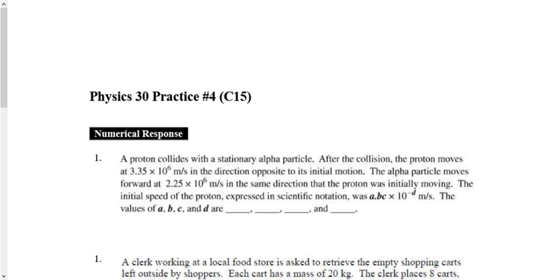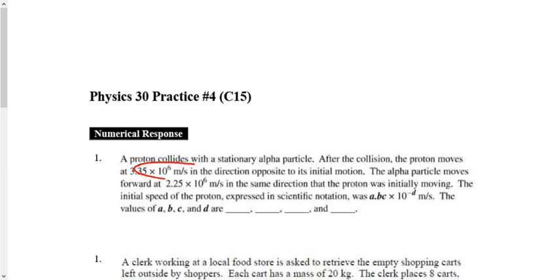By the way, where do we get the mass of a proton and an alpha particle? If we don't have it given to us in the question, where are we going to find it, Danielle? Yeah, find it on your data sheet. If you're missing something, especially like a value of something, check your data booklet. Find it there. This says after the collision, the proton moves at 3.35 times 10 to the 6 meters per second in the direction opposite to its initial motion.